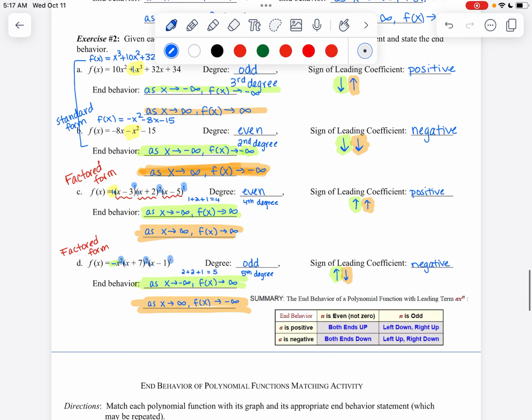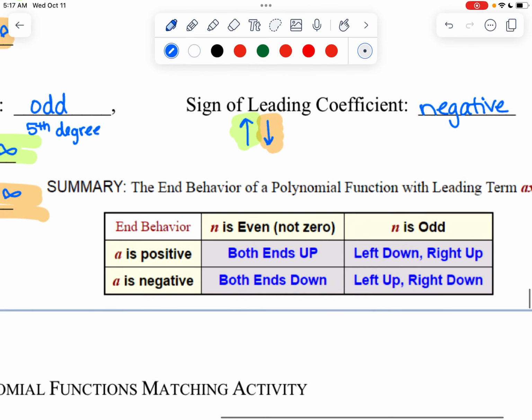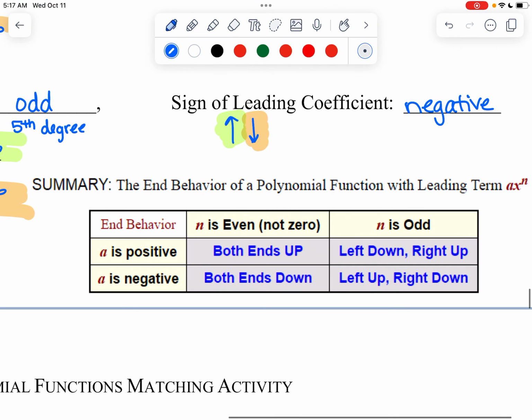So this summary in the bottom here just really describes those 4 possibilities. So you have an even degree, both ends could go up, both ends could go down. How do you determine that? Well, again, that right side, if the leading coefficient is positive, that right side's going to go up. If that leading coefficient is negative, that right side's going to go down. And when they're even, they have to go together.